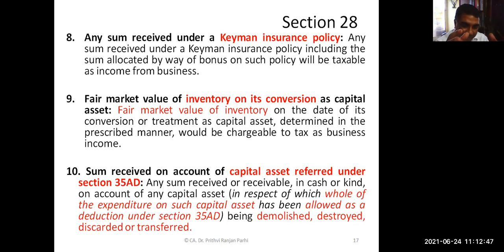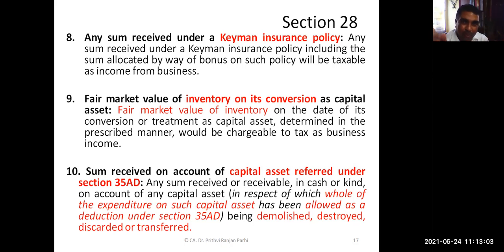So if money is received by the business, then it's a business income. If money is received by the employee, then that will be treated as salary. If the money is received by the legal heir, then that will be treated as income from other sources. So this point also you have to keep in mind.